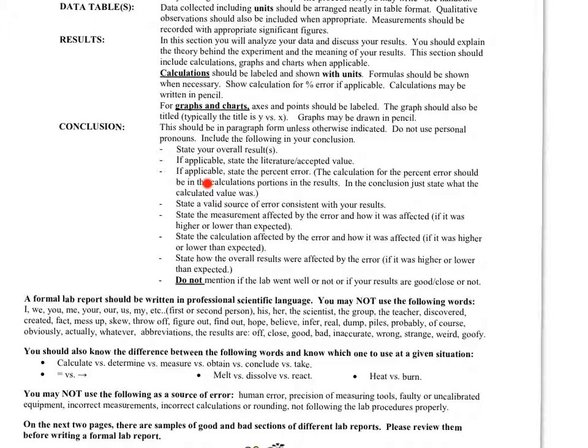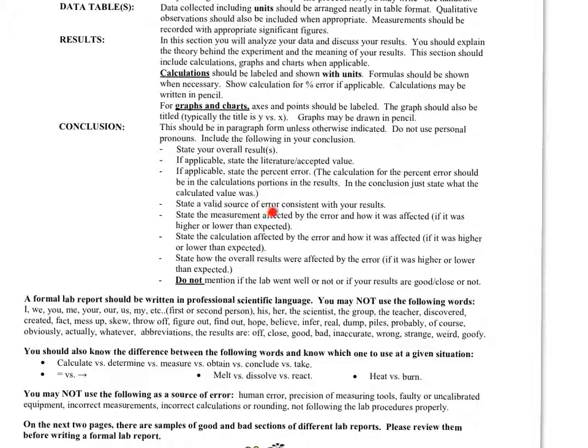Next, if applicable, state the percent error. The calculation for the percent error should be in the calculations or results portion. But in the conclusion, you just state what the calculated value was. So you show your calculation for percent error in the results, but then you state in the lab report what your percent error was.